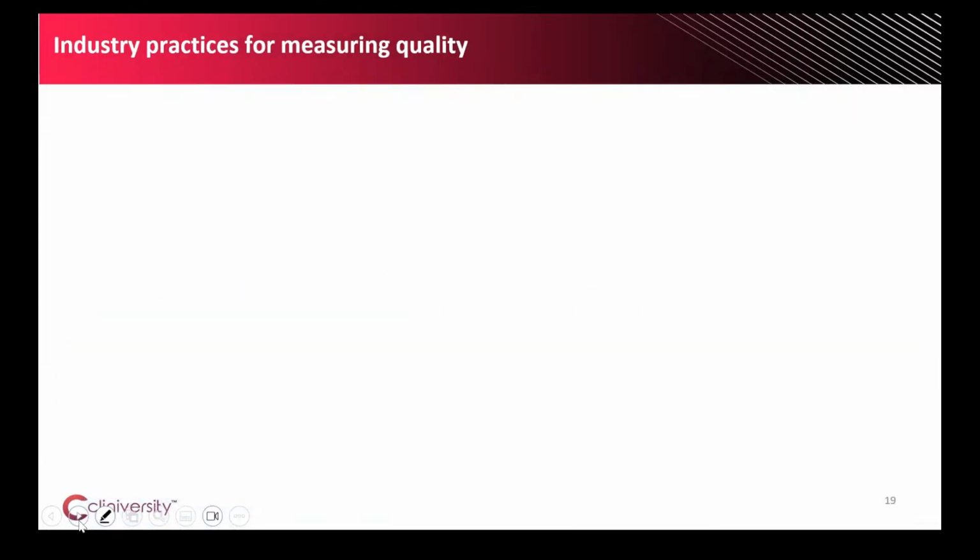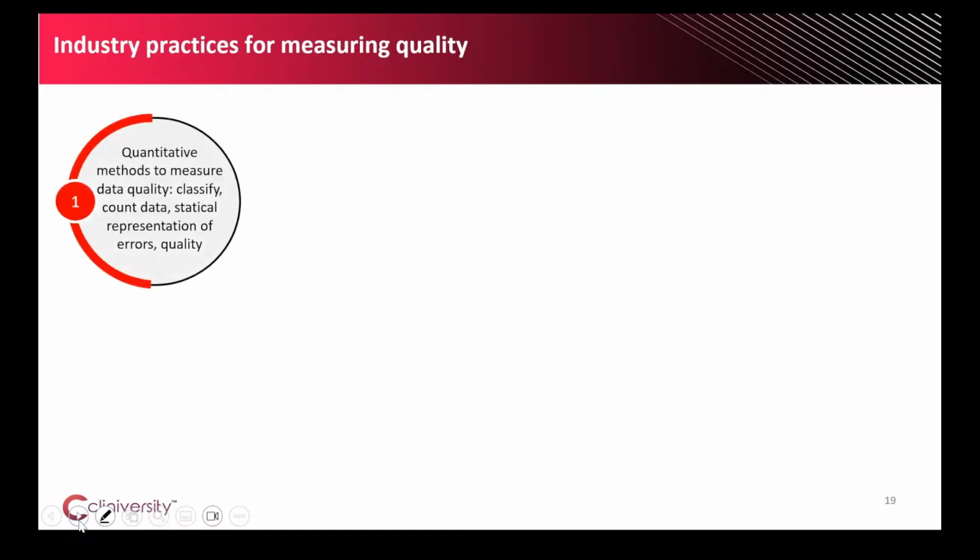What are the industry practices on measuring quality? The first one is using certain quantitative methods to measure the data quality. Quantitative methods for measuring data quality involve classifying the data, then counting the data, and then constructing statistical models to help explain the database quality, database errors, and patterns of errors.